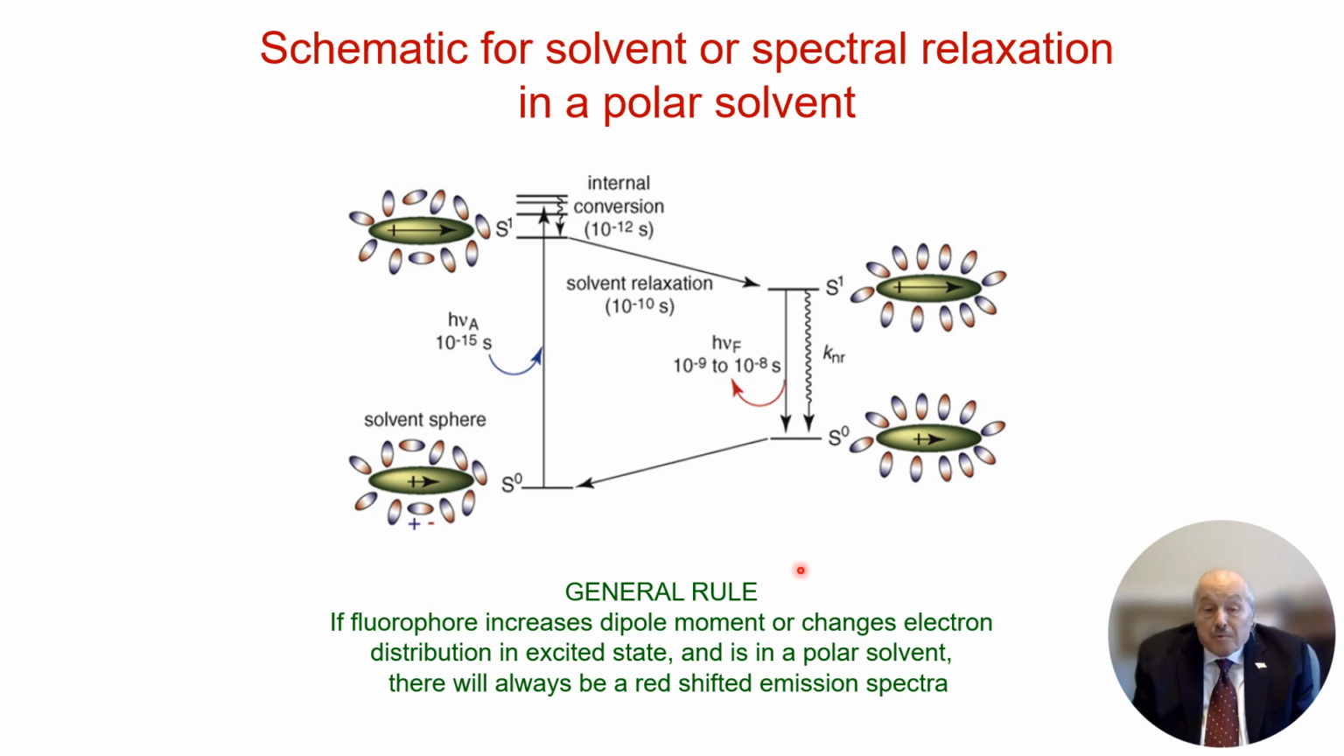As a general rule, if the fluorophores increase their dipole moment in the excited state, or the distribution of electric charges changes, and it's in a polar solvent, there will always be a red shifted spectra. That's from the basic physics. I guess it doesn't always turn out that way, but as a general rule, this has to be true.